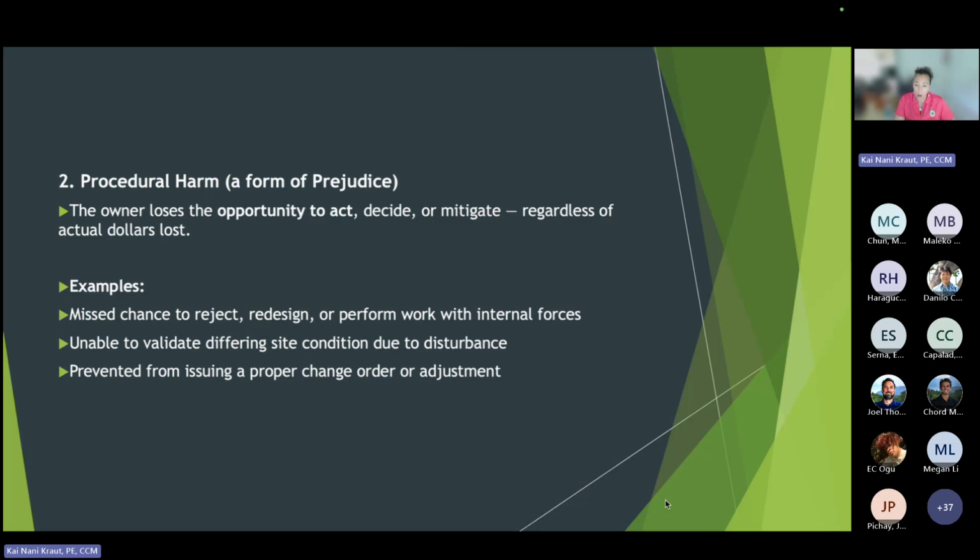There's procedural harm. It's a form of prejudice. So the owner loses the opportunity to act, decide, mitigate, regardless of actual dollar loss. So we missed a chance to reject, redesign, or perform work with internal forces. Maybe there's an IDIQ that the maintenance guys have that could be used. You could put out a quick maintenance contract. There are other options. You are unable to validate the differing site condition due to the disturbance, or prevented from issuing a proper change order and adjustment because maybe they didn't provide a change proposal.